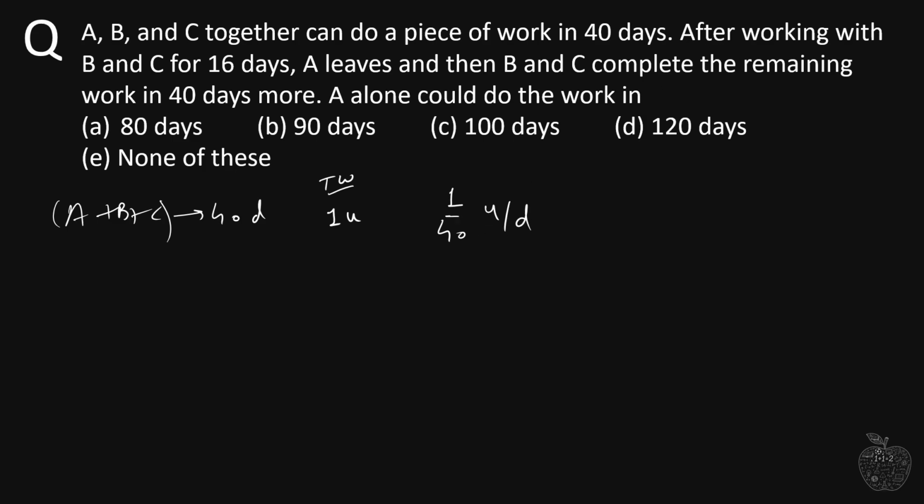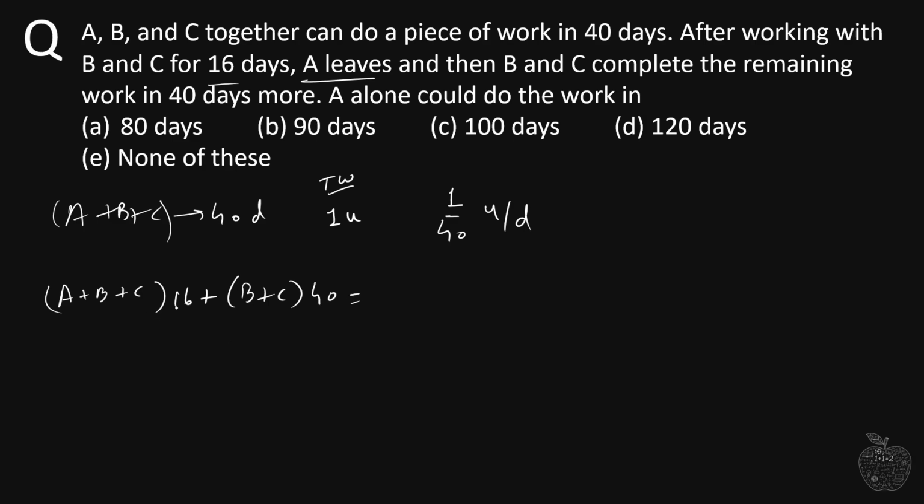Moving forward, after working with B and C for 16 days, A leaves. So that means A, B and C together work for 16 days, and after that A leaves. So B and C are left. And then B and C complete the remaining work in 40 days more. So B and C will take another 40 days to complete the rest of the work.